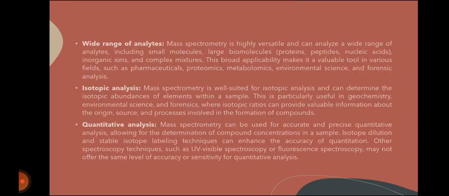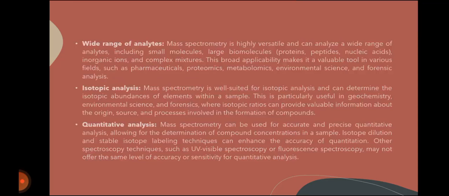Then mass spectrometry is well suited for isotopic analysis. It can determine the isotopic abundance of elements within a sample. This is particularly useful in geochemistry, environmental science, and forensics, where isotopic ratios can provide valuable information about the origin, source, and processes involved in the formation of compounds.